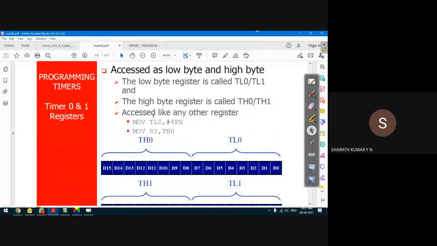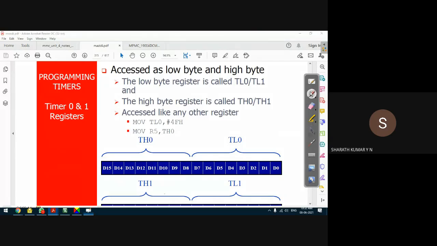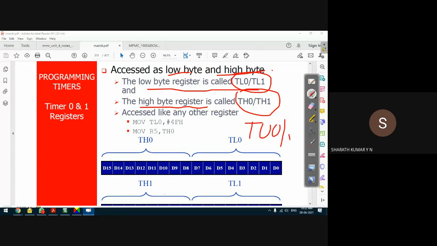Here we go. How to access this timer? Very simple. As we just now discussed, it is accessed as a low byte and a high byte, because it cannot handle 16 bits at a time, so it will handle 8 bits at a time. The low byte register for timer 0 and timer 1 is called TL0, TL1, as we discussed. And the higher byte, or upper byte, is identified as TH0 and TH1. Of course, the compiler does not identify TU0, TU1, and hence we have to call it TH0, TH1.